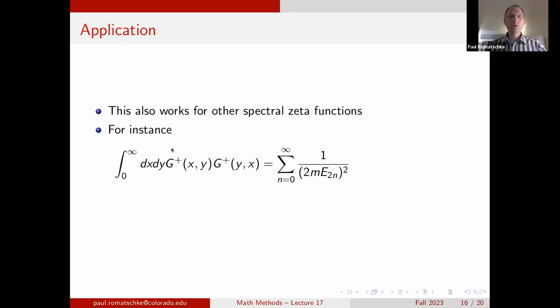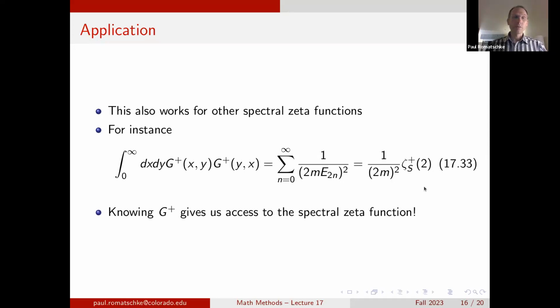we find that again we can use the normalization of the wave functions to show that this combination gives us the sum over 1 over (2m e_n) squared, which is the same as 1 over (2m) squared times the spectral zeta function of argument 2 in the parity even subsector. So if we know the Green's function, we directly get values for the spectral zeta function out of this construction.